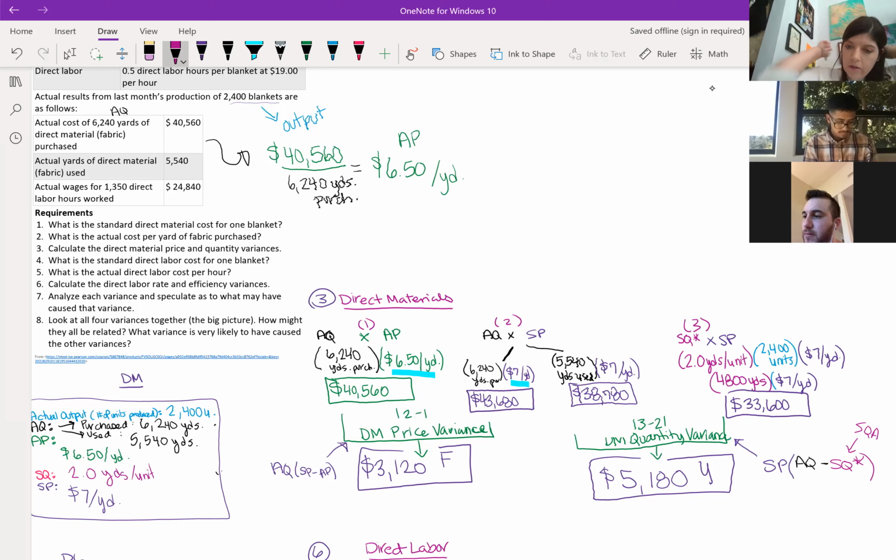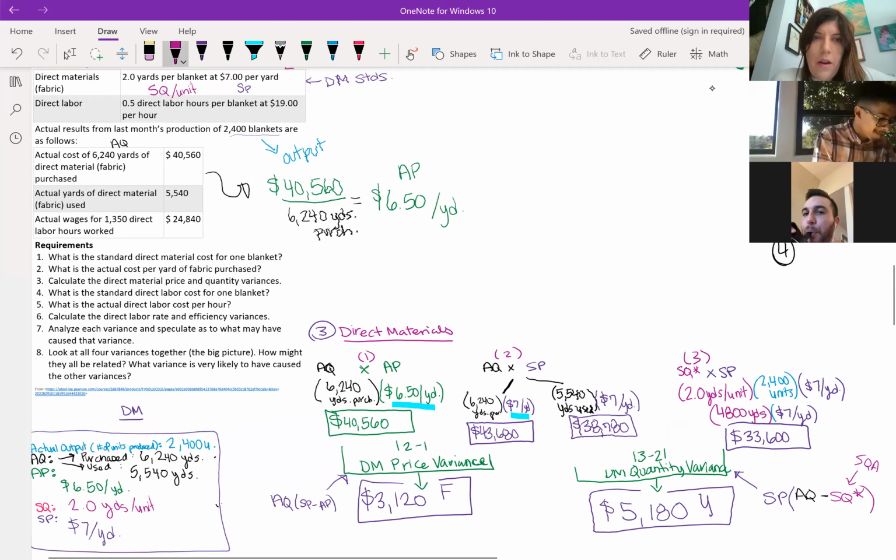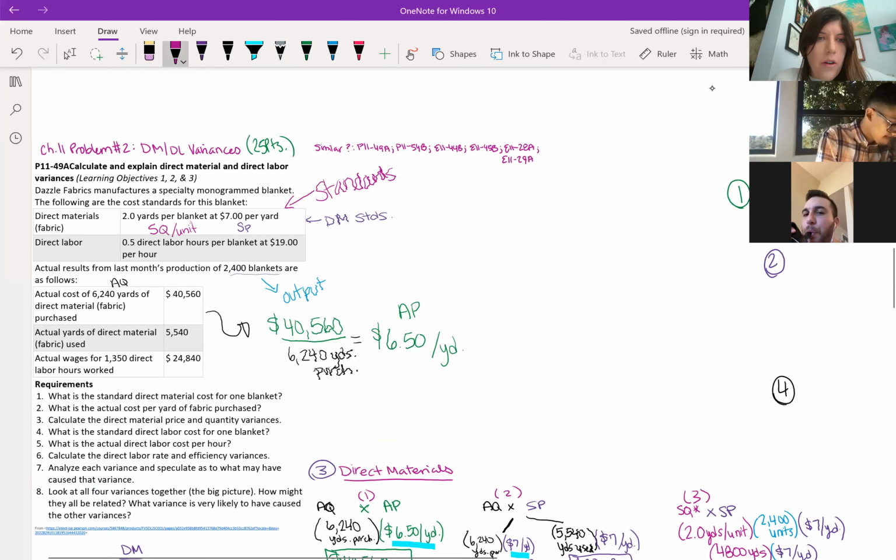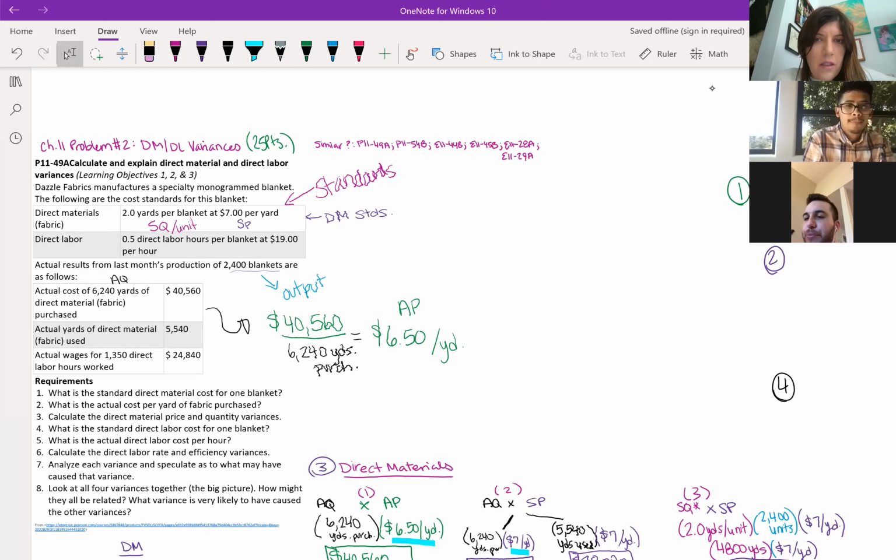If you're using the formulas, a little bit more straightforward, right? Is it? Yes. Oh, okay. Yeah, this was brilliant. Okay. I want you to try the direct labor on your own really fast because it's similar to the direct materials. So fill in the box with the information. So standard quantity, etc.